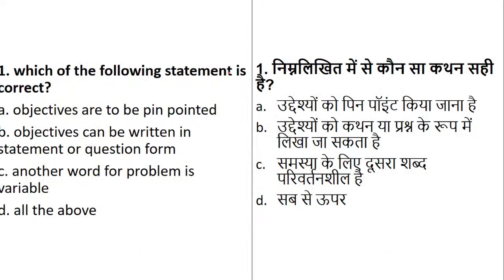So here comes your question number 1 on the screen, that is, which of the following statements is correct. The statements are related to the objectives of research. So among the following statements, which are correct? The statements are: objectives are to be pinpointed, objectives can be written in statement or question form, another word for problem is variable, all the above.